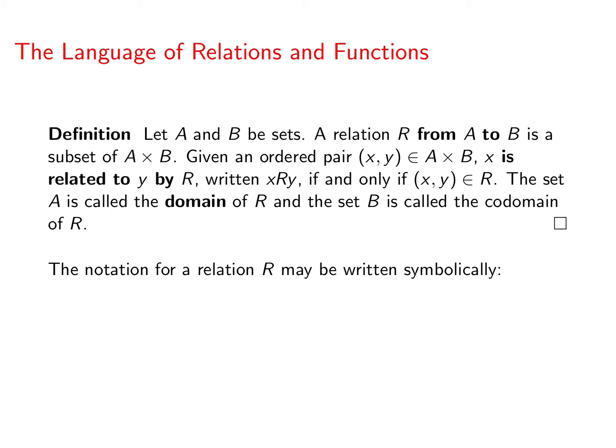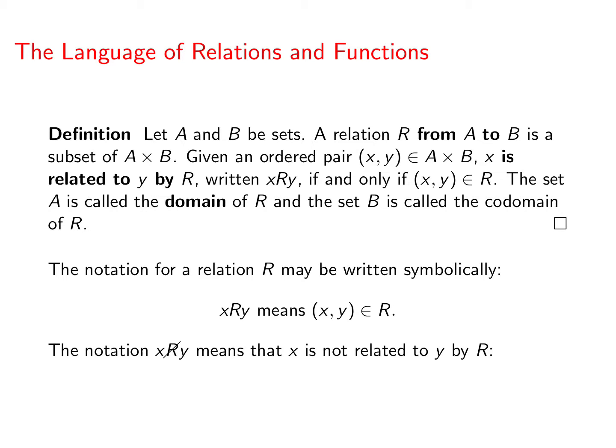So the notation for a relation can be written symbolically. We can say that X R Y means that the ordered pair (X, Y) is an element of R. And of course, if you write X is not related to Y, that means that (X, Y) is not an element of R.